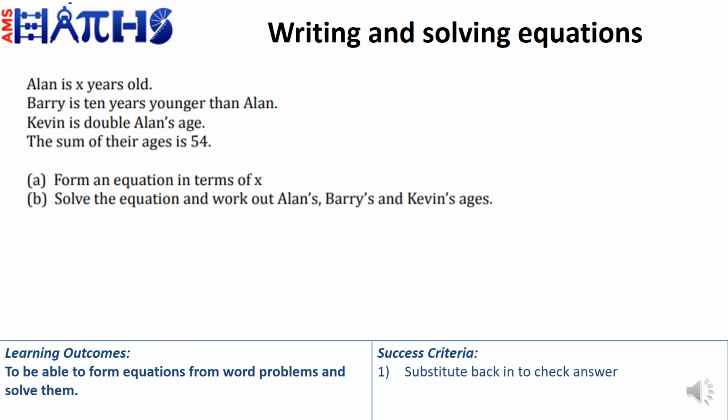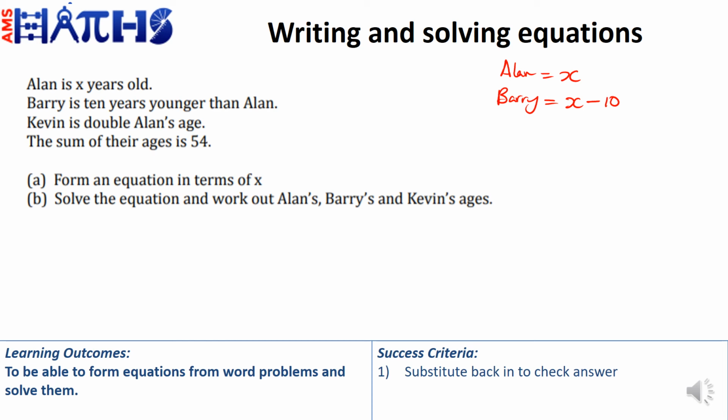This question involves 3 people's ages, but let's read the question so we can build some understanding and answer it. It says Alan is x years old. Then Barry is 10 years younger than Alan, so we'll take Alan's age and subtract 10 from it to get Barry's age, because Barry is 10 years younger.